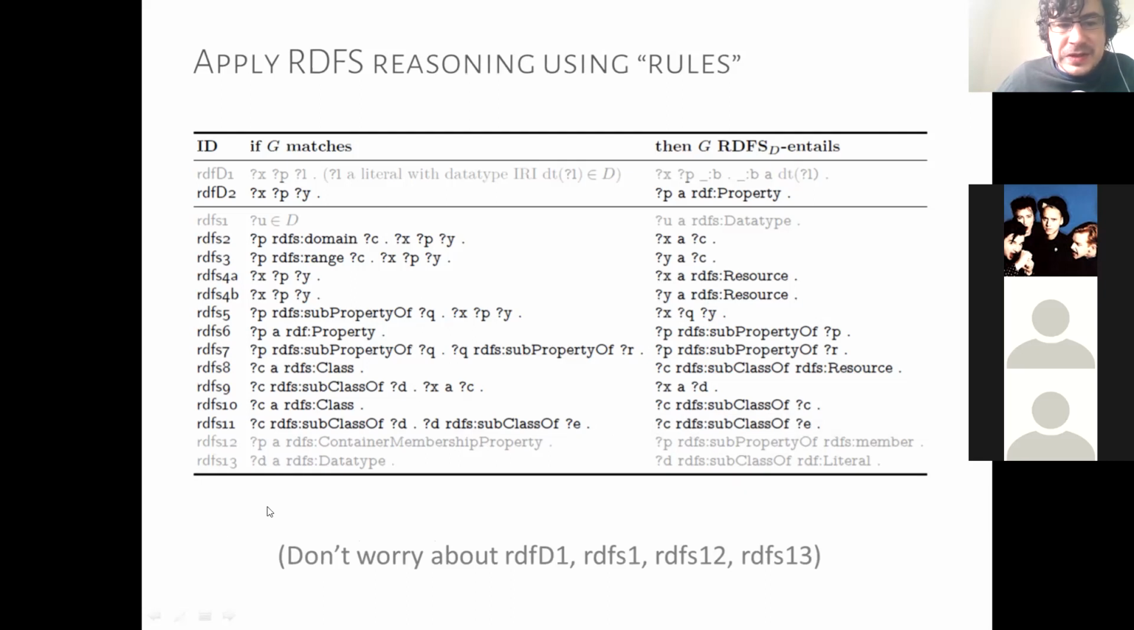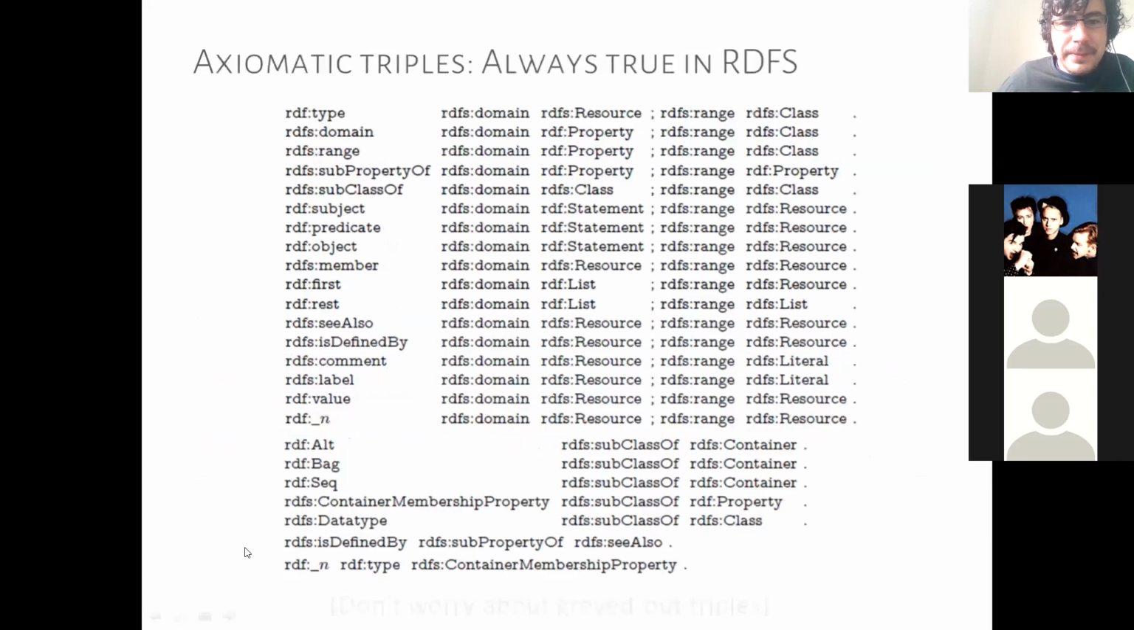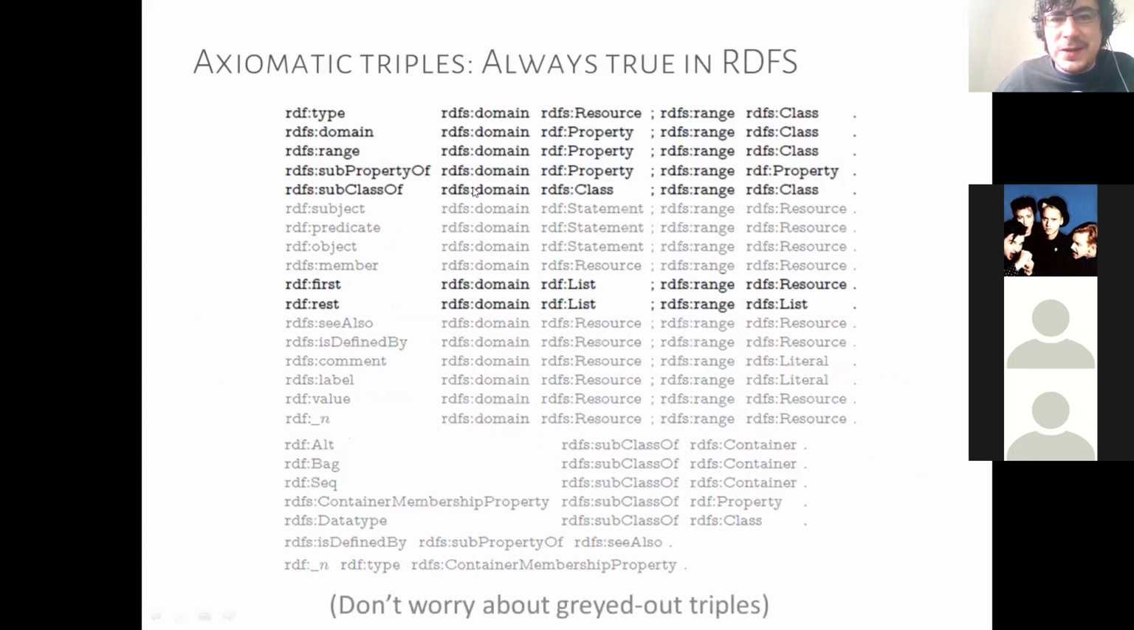So we need to apply not just these rules, but a number of what are called axiomatic triples that are always true in RDFS. So these are things like type has domain resource or type has range class. So this says that the value or the object of an RDF type triple is a class. Okay. Domain is a relation between properties and classes. Range is a relation between properties and classes, and so forth. So subclass of has domain class and range class. So subclass of is a property between classes.